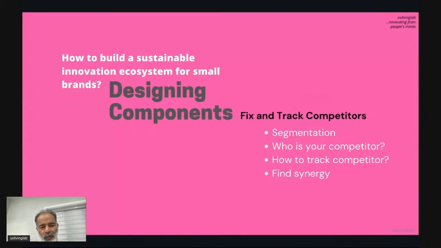That's the reason. So coming back to our topic, fix and track competitors. What I'm talking to you about today is segmentation of competitors. Who is your competitor? That's a very interesting question. You can see n number of products in the market, but who is your competitor? Then how to track a competitor, then find synergy between you and your competitor. These are the four important points I will discuss in this presentation: fix and track competitors.